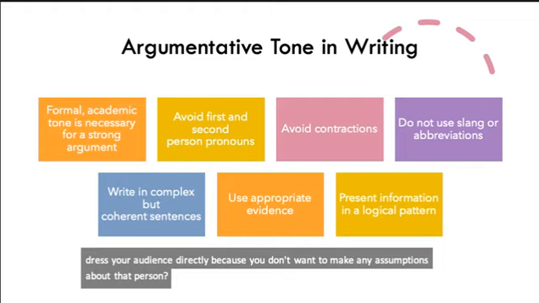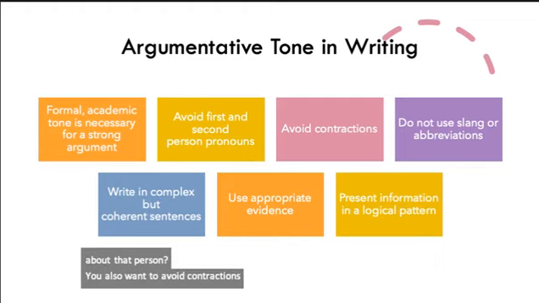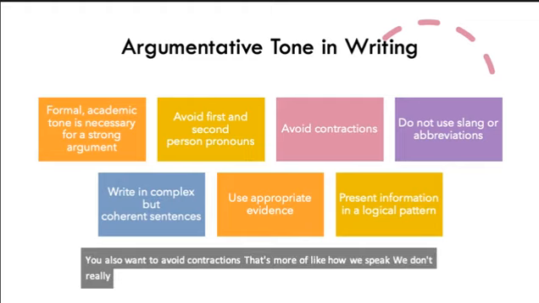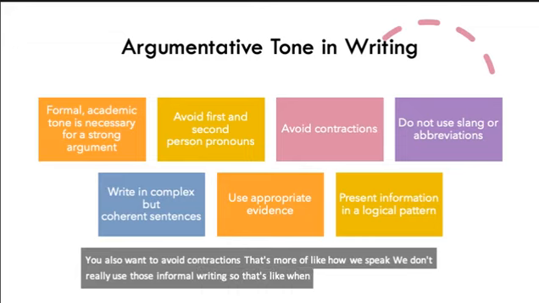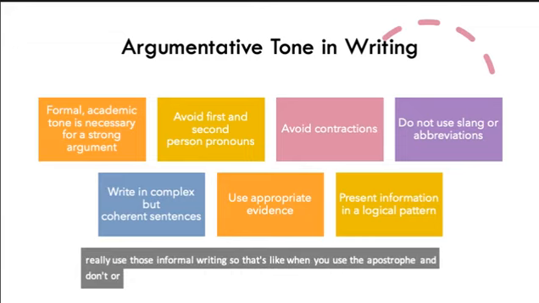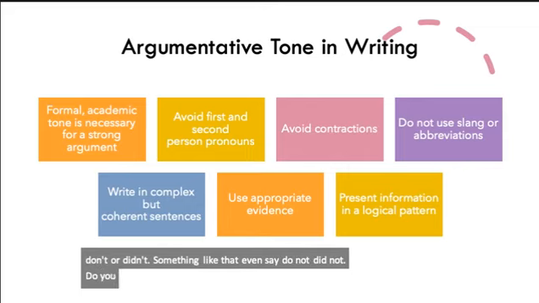You also want to avoid contractions because that's more of how we speak. We don't really use those in formal writing. That's when you use the apostrophe, like don't or didn't. You would say do not, did not. Don't use slang or abbreviations.